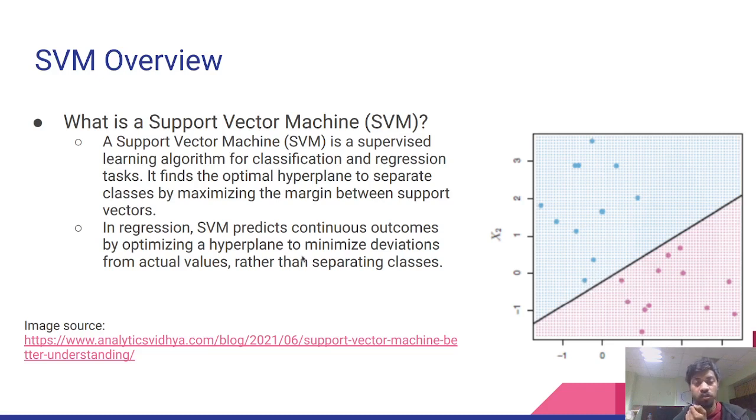And in regression, SVM predicts continuous values, and it optimizes the hyperplane to minimize deviation from actual values. So whatever we are predicting, it tries to find a hyperplane that minimizes the deviation between the actual value and whatever the model is expected to predict.